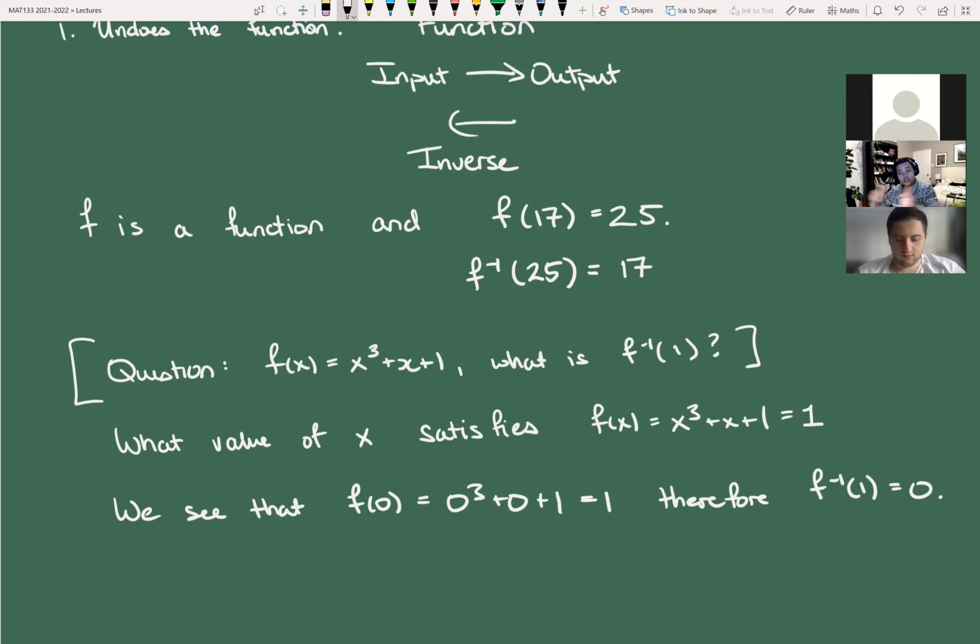Whereas if you try to solve for the inverse function, if you actually try to compute it, that's a lot of work and it's not always going to be possible, right? Because you don't need to know what the inverse function is. I just ask you what number gets sent to the number 1, right? That's all you have to do.